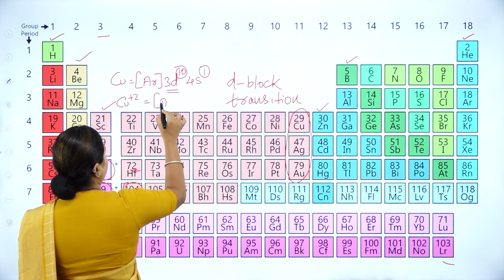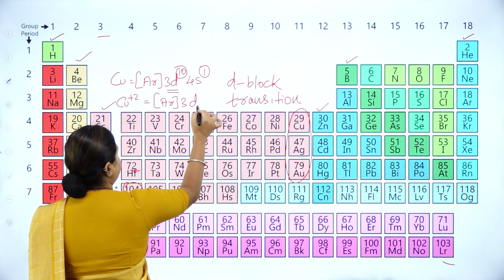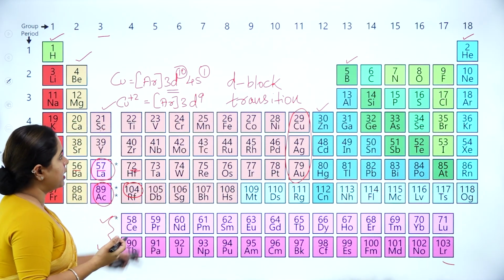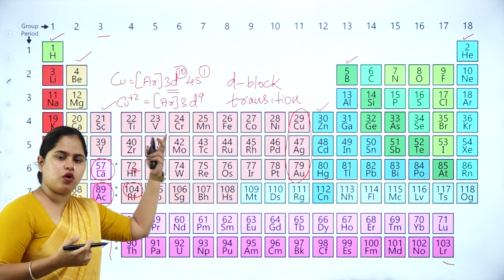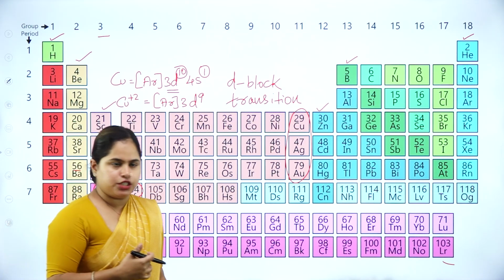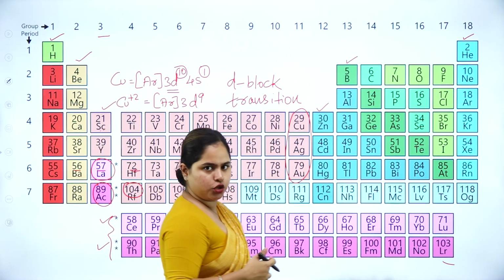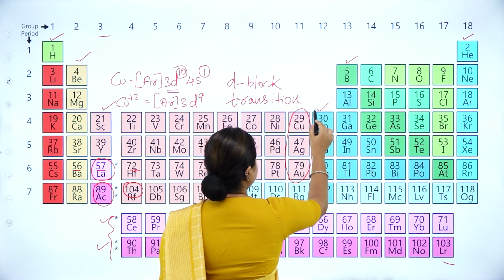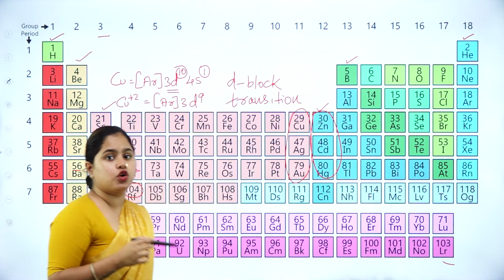Then your electronic configuration becomes argon 3d9. Yes. So, now in this case, is it completely filled? No. So, copper is considered as a transition element. Same goes with silver and gold, right? Now coming on to zinc, cadmium and mercury, that is group 12.